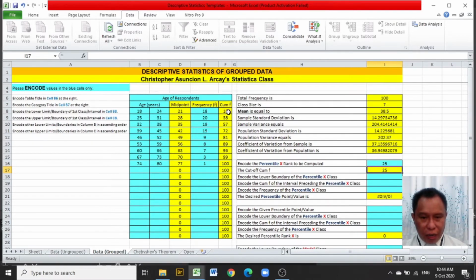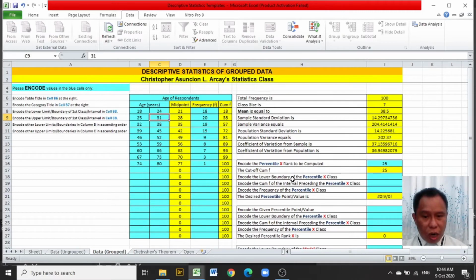After finding 18, then 38. 38 just exceeds 25, so this is where the quartile 1 class, or the 25th value, is located. Therefore, the quartile 1 class is 25 to 31. Remember, 25 to 31 is the quartile 1 class.